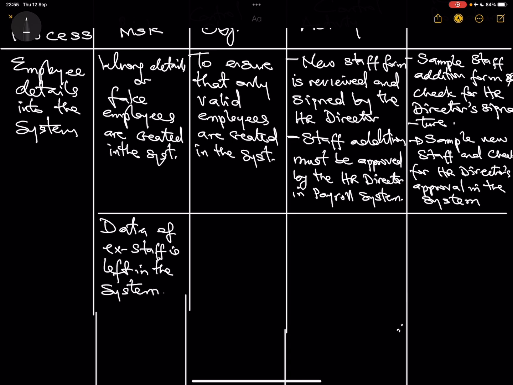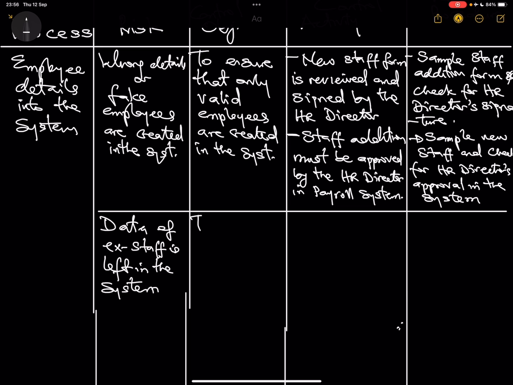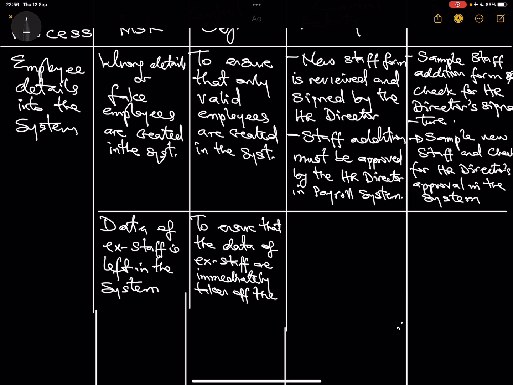Usually when a staff leaves a company, the staff data should be taken off the payroll, right? So our control objective is to ensure that the data of X staff are immediately taken off the payroll system. Very, very important. That is our control objective.